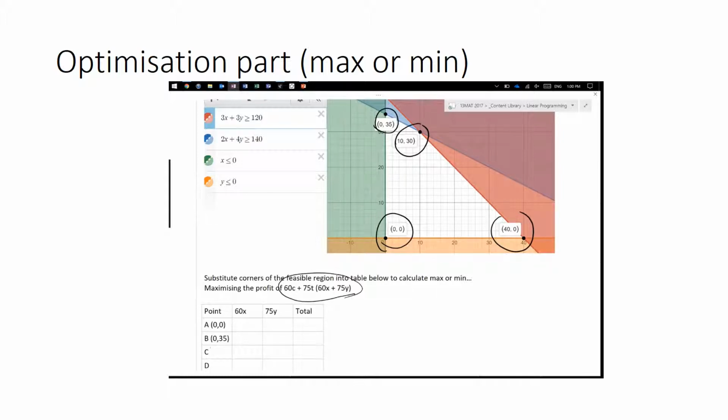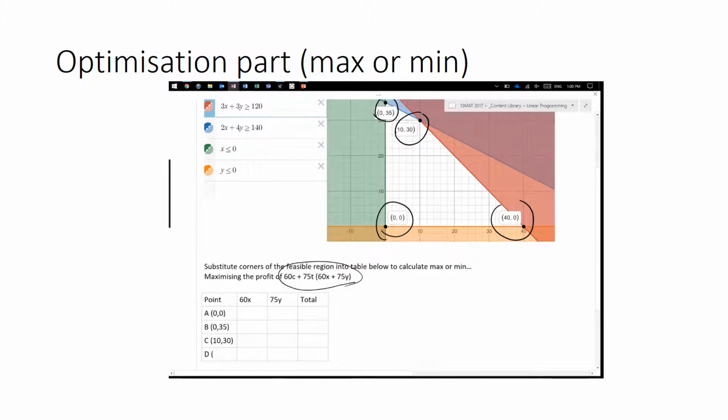Point C will be 10, 30. And D will be 40, 0. It doesn't matter the order of those. Okay. And because we're trying to maximize the profit, remember you only get $60 for every chair and $75 for every table.